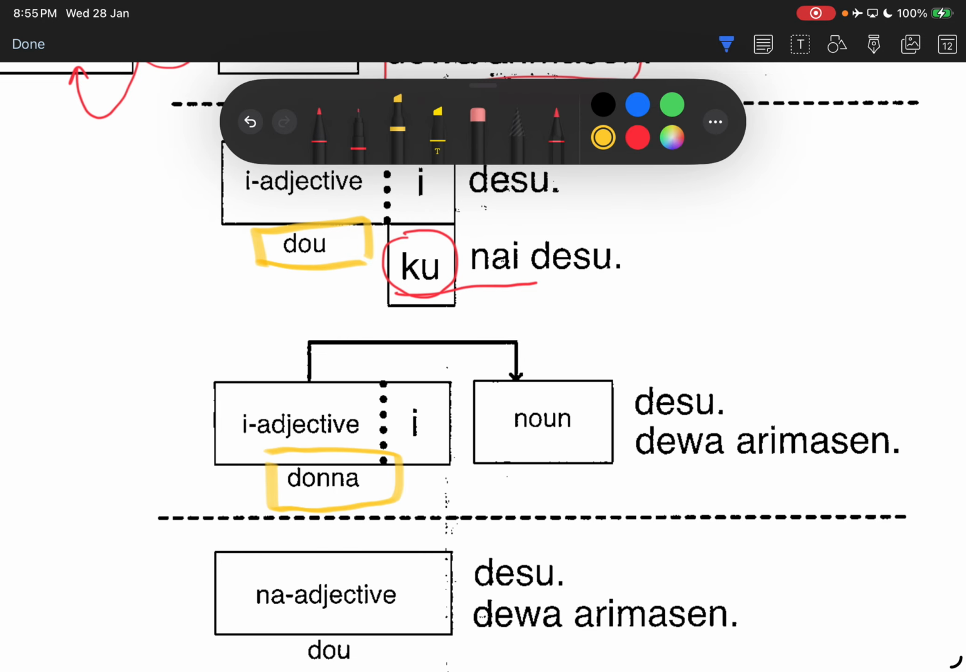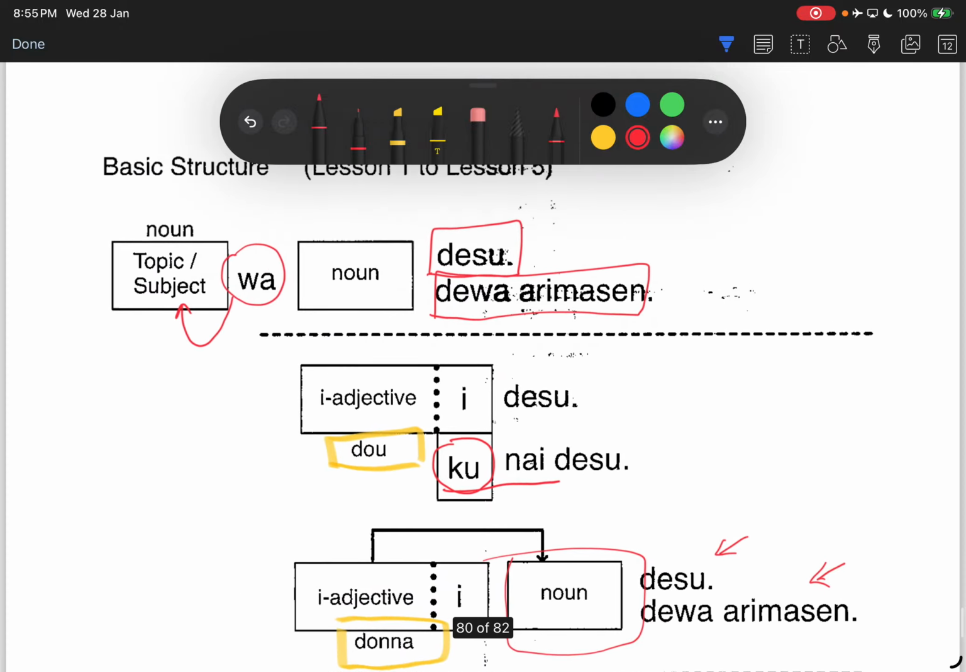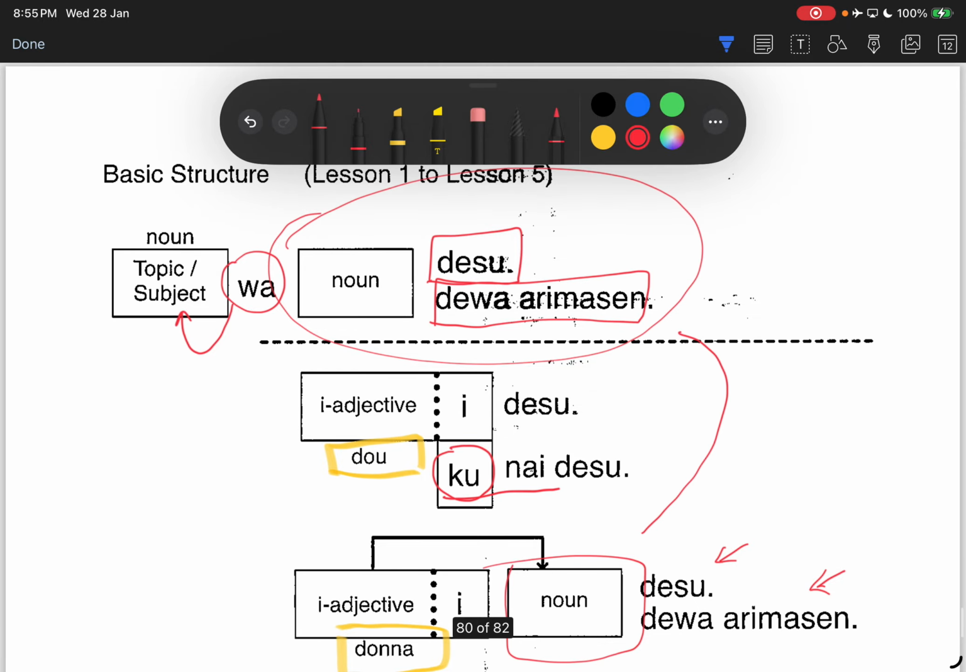Then for the second one, you can see desu and dewa arimasen. Why we can use desu and dewa arimasen is because we have a noun. Remember from lesson 1, the noun? Desu and dewa arimasen, we just bring it down.